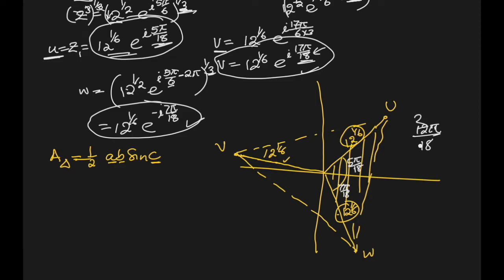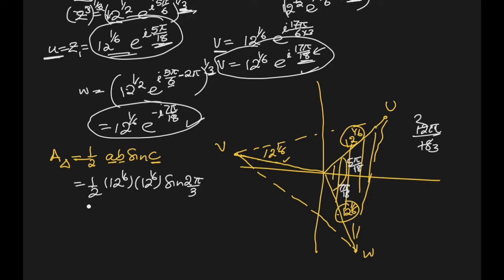So this is 2, this is 3. 2 pi over 3, 120 degrees. Okay, we'll use this one. So half A, 12 to the 1/6, 12 to the 1/6, and sine 2 pi over 3.